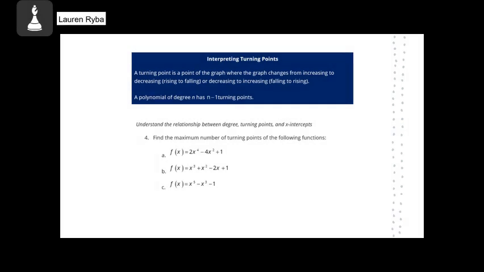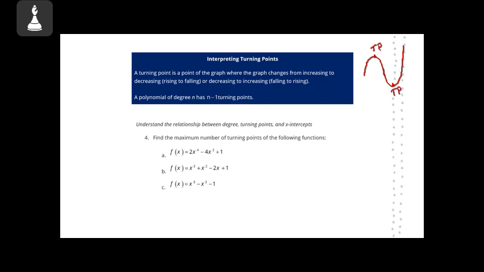Another thing we can determine is the number of turning points. A turning point is a point of the graph where the graph changes from increasing to decreasing or decreasing to increasing. So going from up to down, this is a turning point. Going down to up, that's a turning point.